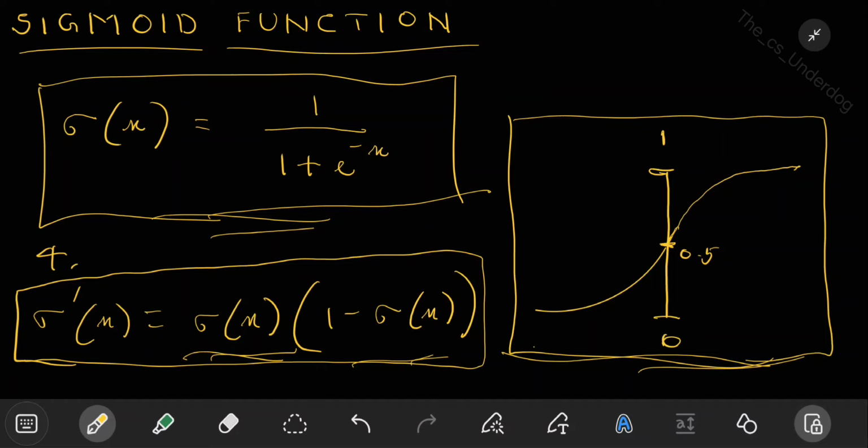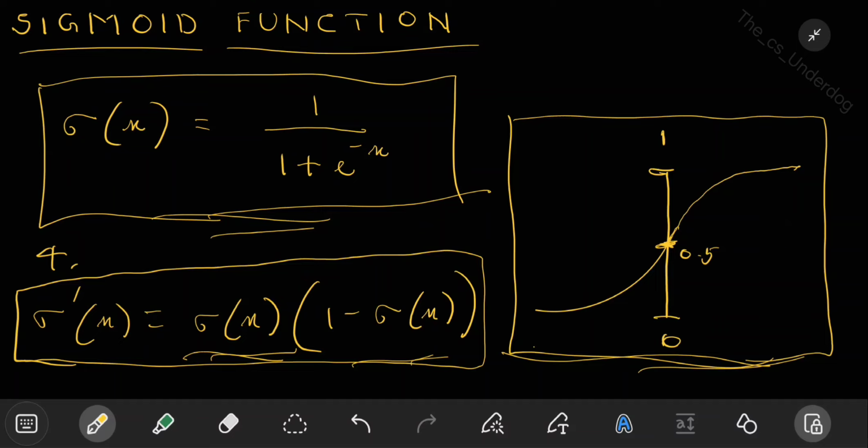The next speciality is that it is symmetric about x equal to 0. We already discussed this. At x equal to 0, it will give 0.5. Below it, it approaches 0. Above it, it approaches 1. So it is symmetric around it.